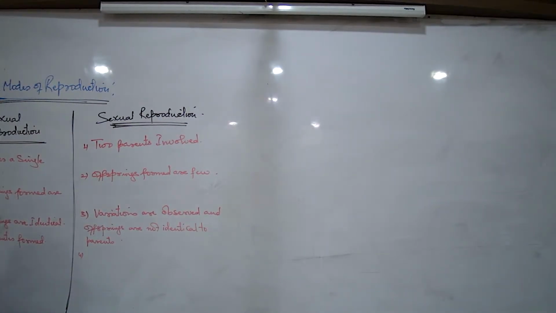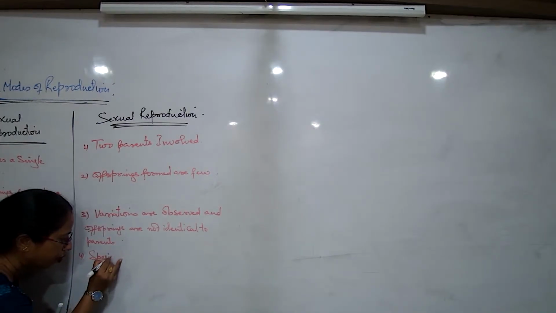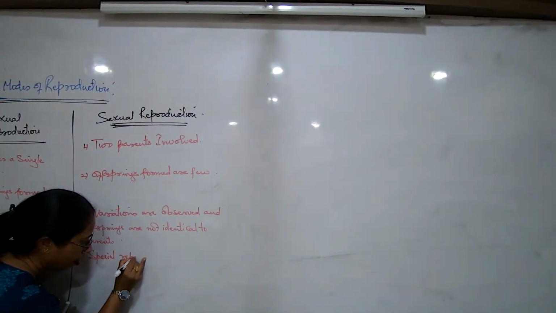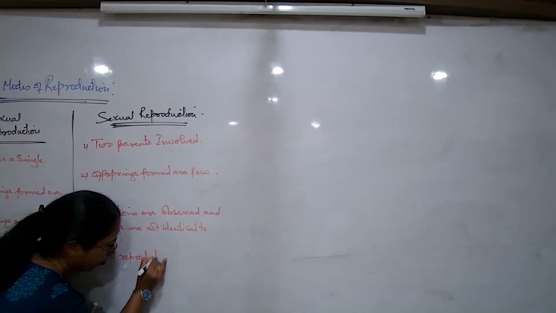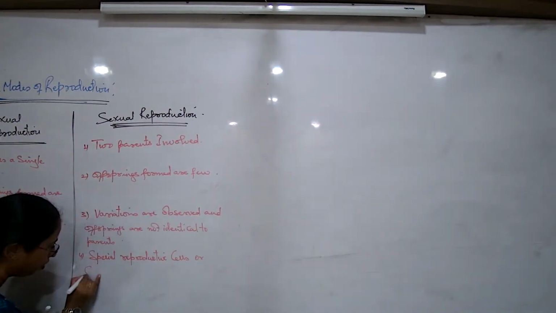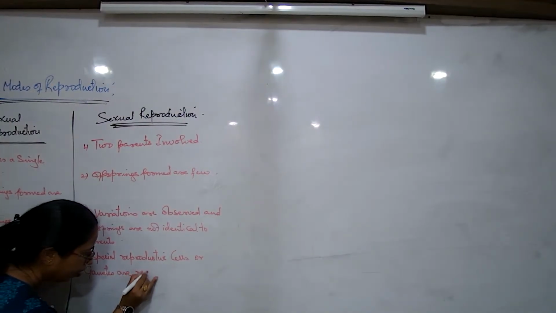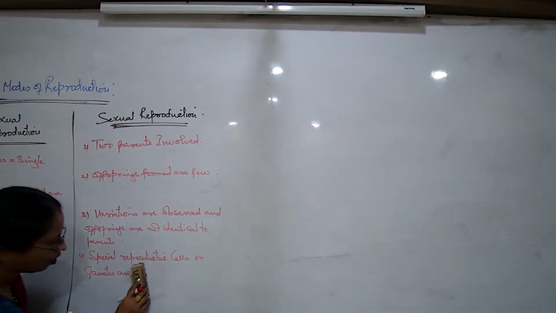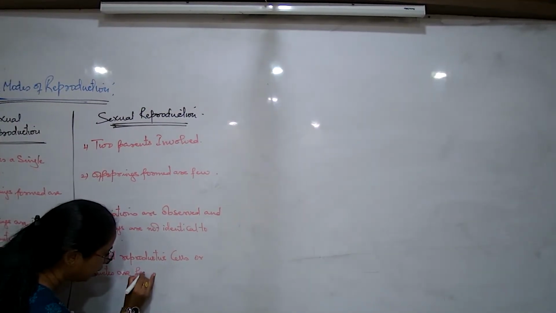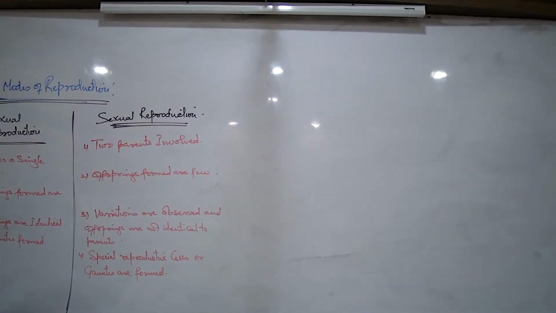Next is gametes. Are gametes there? Yes. Special reproductive cells, or gametes, are formed.